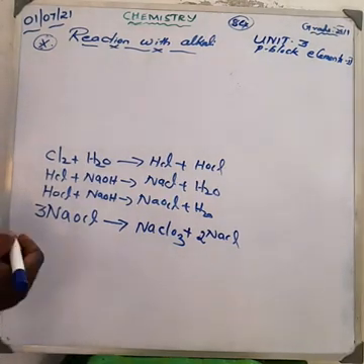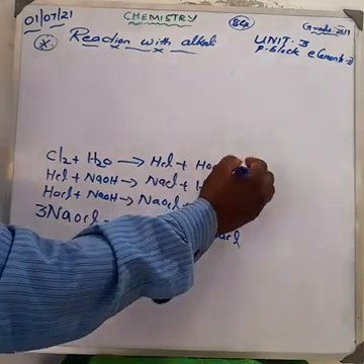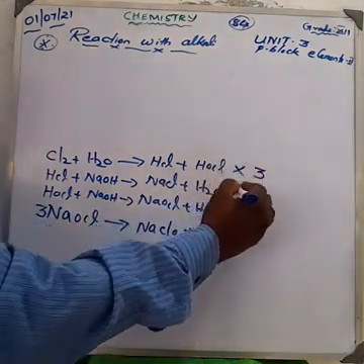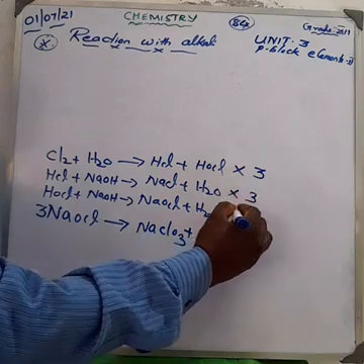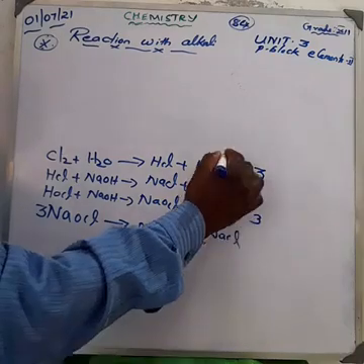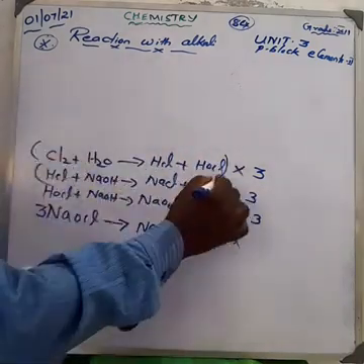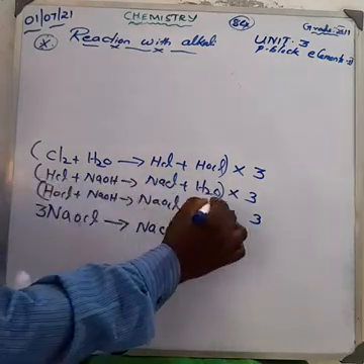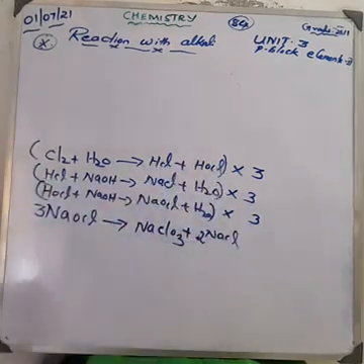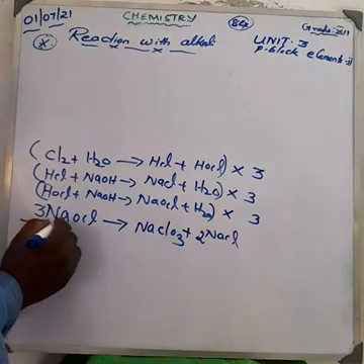My dear children, next we have to cancel the equations, which means we have to multiply each equation by 3, am I right? The first equation you have to multiply by 3. The second equation you have to multiply by 3. The third equation also you have to multiply by 3. What is the reason? By cancelling the reactants and the products.